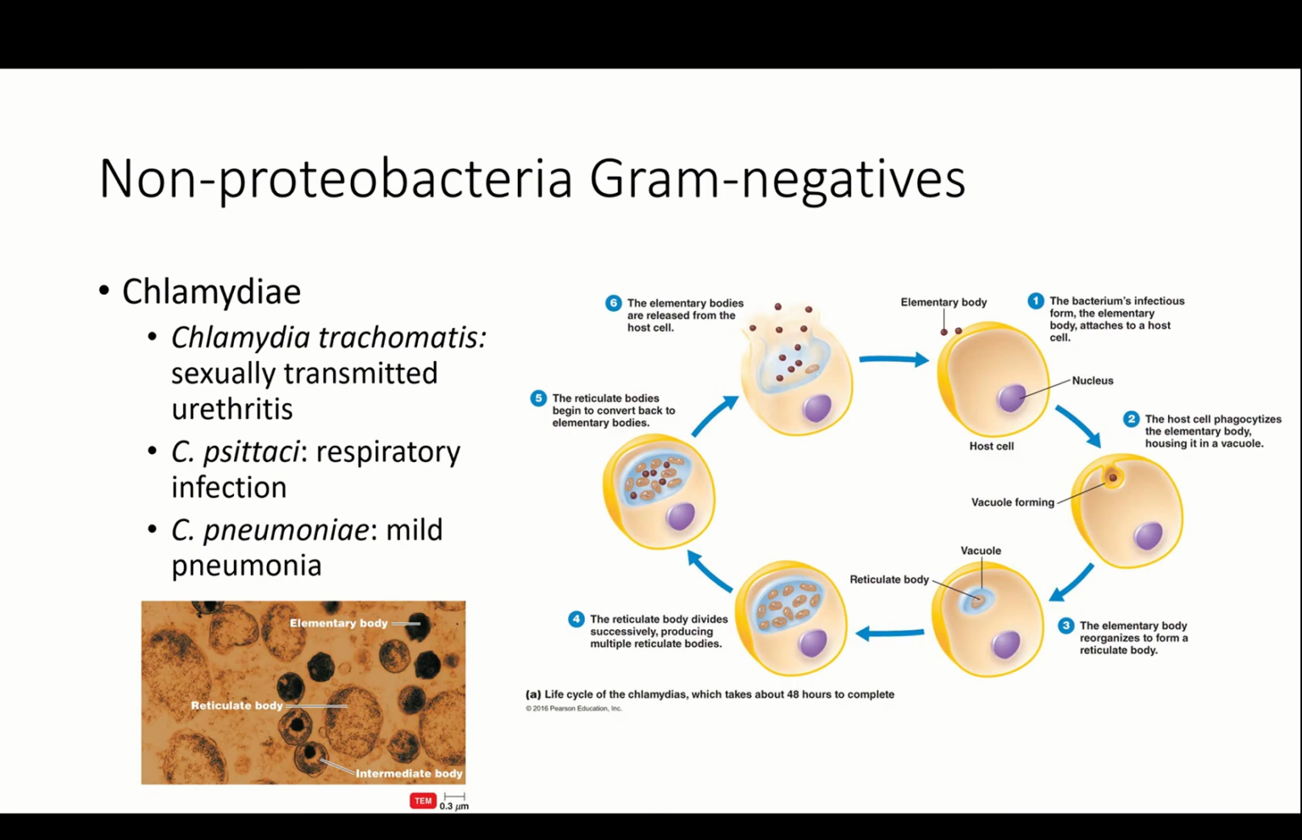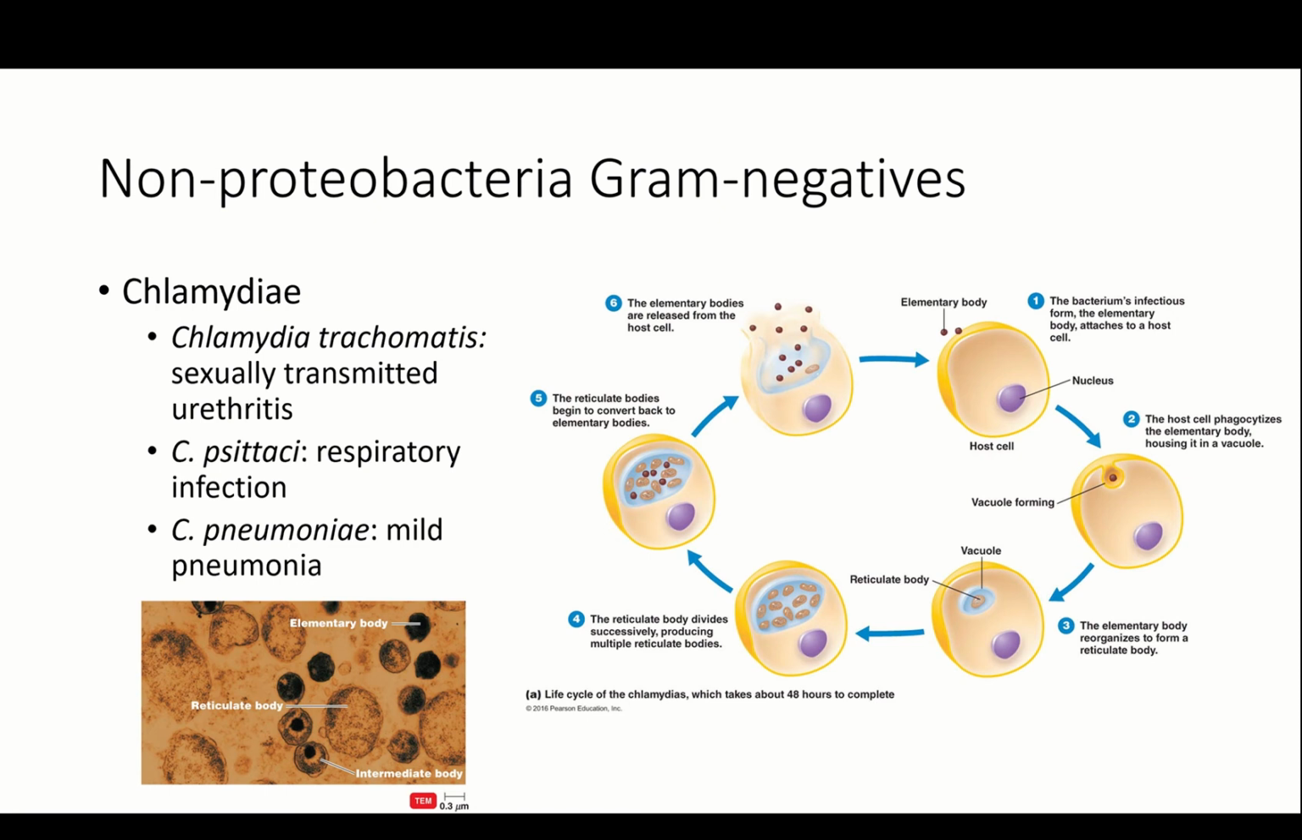All right, so now we'll talk about the non-proteobacteria gram-negative organisms, starting with the Chlamydiae. So there's 3 organisms within this family, and so let's go ahead and talk about them first. The most famous of these is Chlamydia trachomatis. This is what causes the sexually transmitted infection, a urethritis, where there's inflammation of the urethra. There's also Chlamydia psittaci, which is a respiratory infection. And then there's Chlamydia pneumoniae, which causes, as the name implies, a mild form of pneumonia.